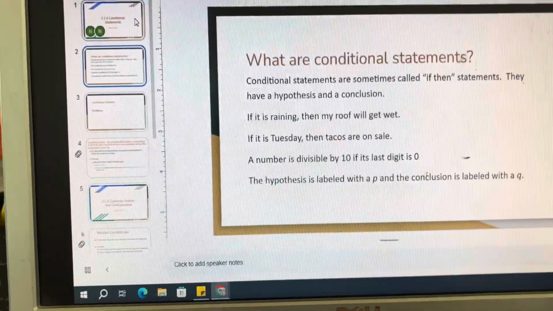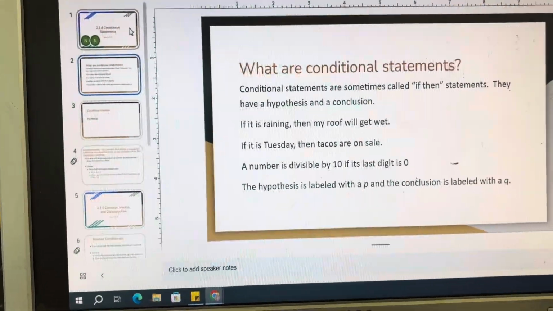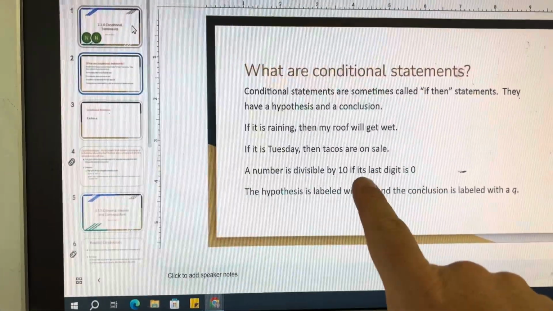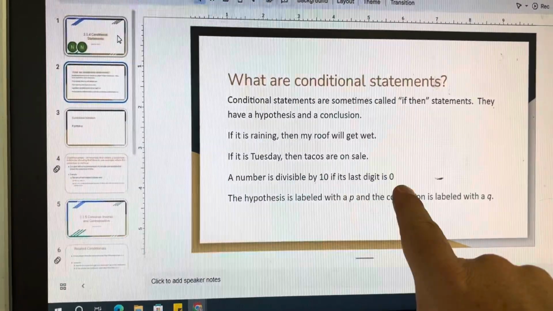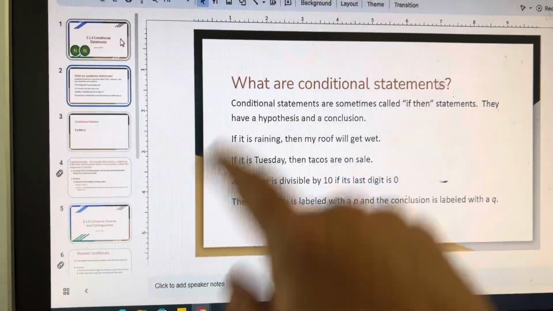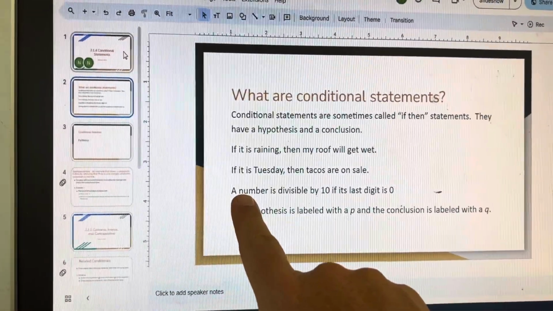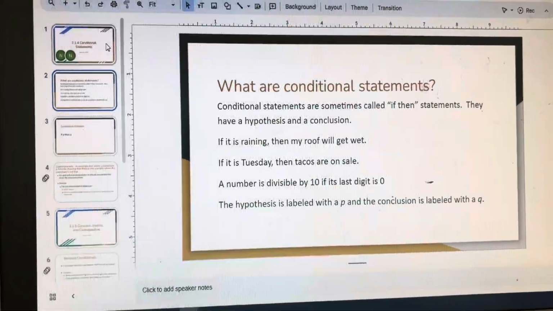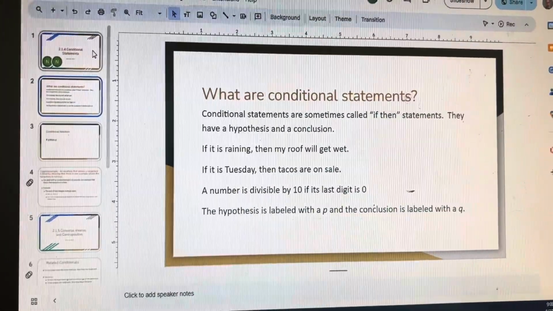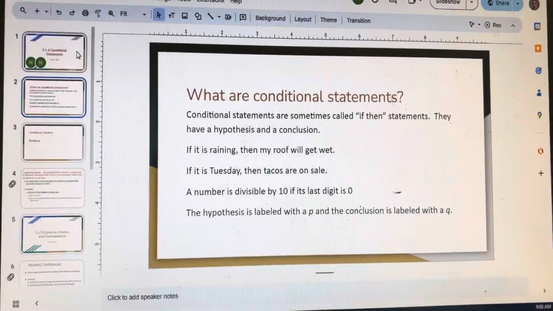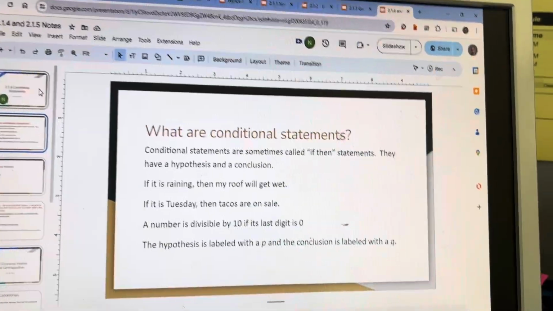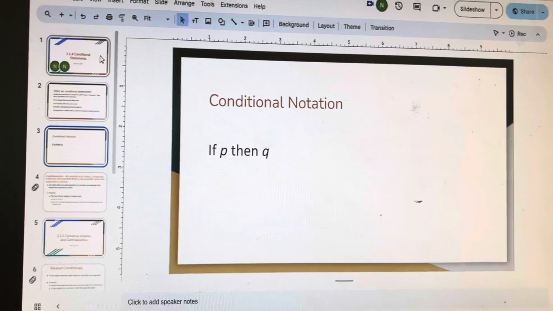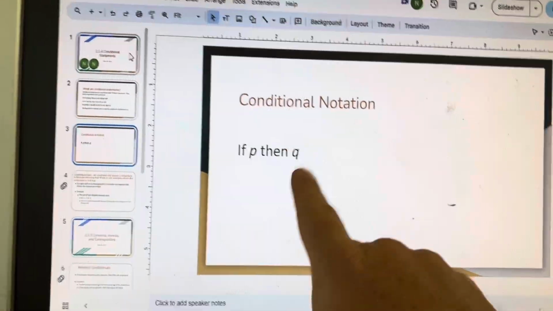A number is divisible by 10 if its last digit is 0. So this one, you're still following the if: its last digit is 0 is my hypothesis. Then it is divisible by 10, that would be my conclusion. The hypothesis you usually label with a P. The conclusion is labeled with a Q. So if you write this in the notation, you say if P, then Q.